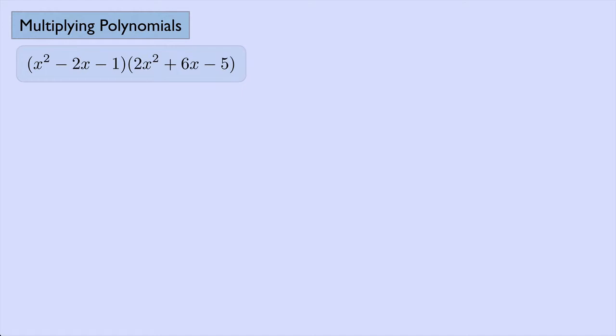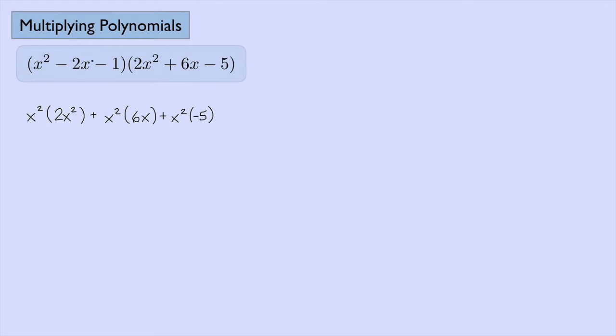How about now we have two trinomials, x squared minus 2x minus 1 and 2x squared plus 6x minus 5. So again, I'm going to do this two different ways. So first, let's distribute. So I'll start with the x squared. So I have x squared times 2x squared. And then I have x squared times 6x. And then I have x squared times negative 5.